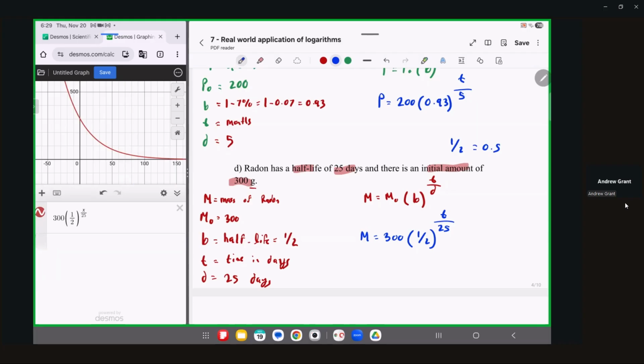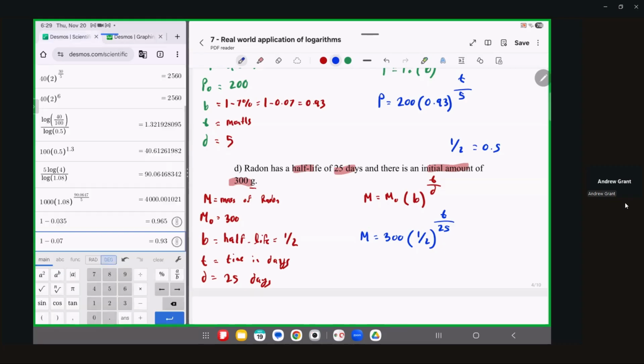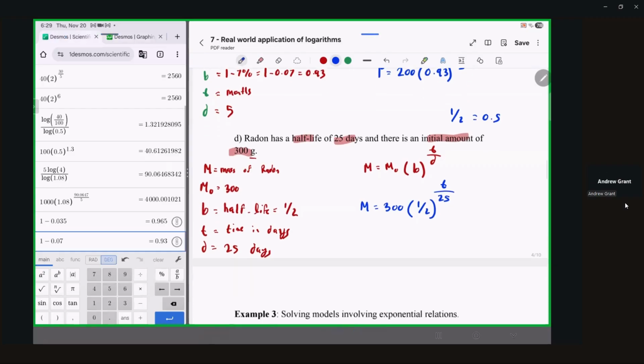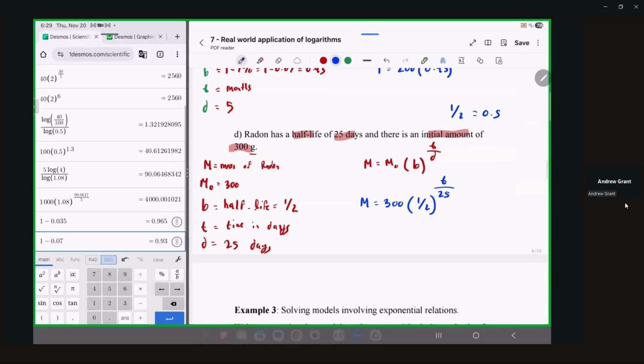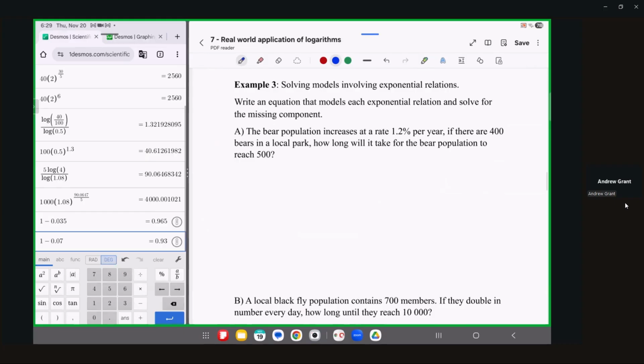Okay, and again, you can try this on Desmos. Luckily we did record this so you can see what it looks like as well. Okay, let's continue. So now we're going to be solving exponential relations. We're going to write an equation that models each relation and solve for the missing component.